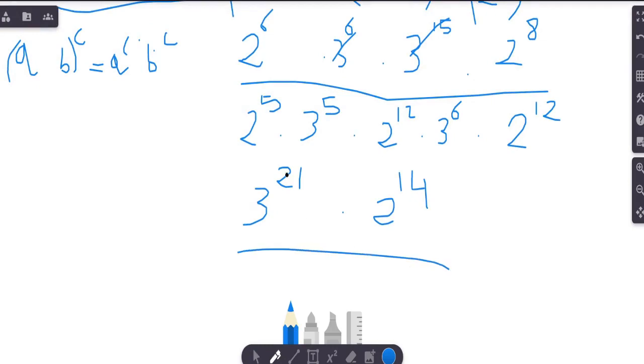On the denominator, we proceed in the same way. So we have 3 to the 5 plus 6, so to the 11, times 2 to the 5. Oh, I forgot. I made a mistake here. It's this one. Okay. So now we have 2 to the 5 plus 12 plus 12. So it's 2 to the 29.